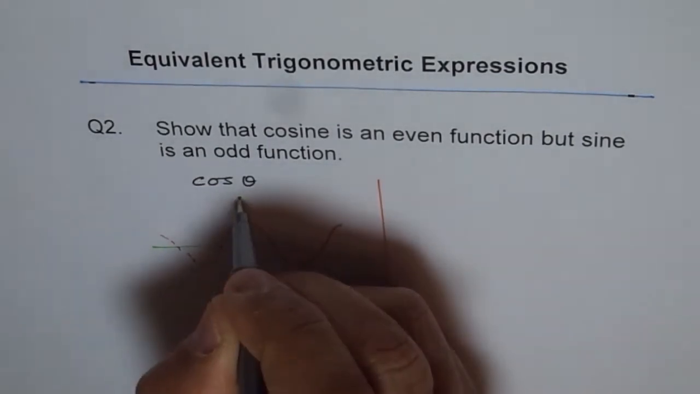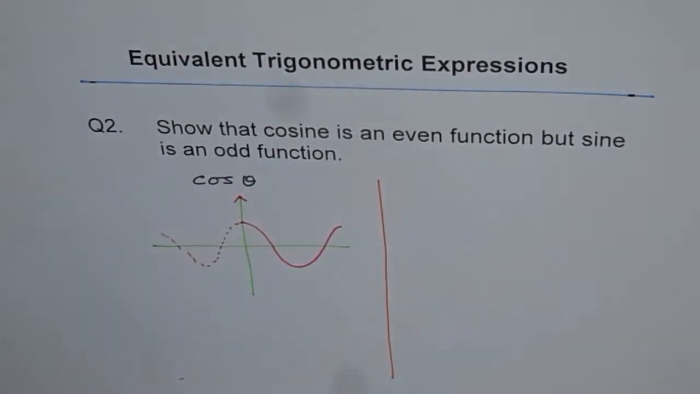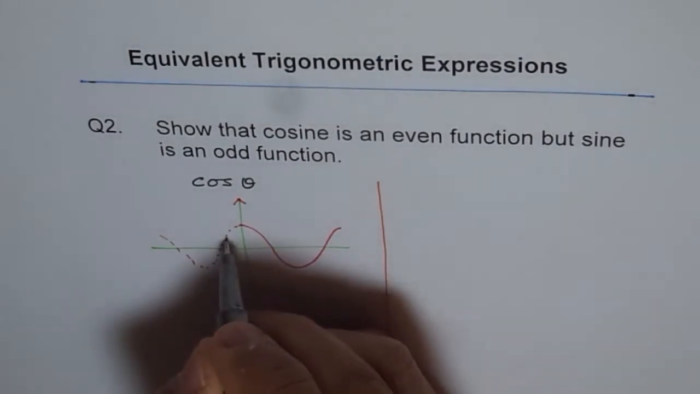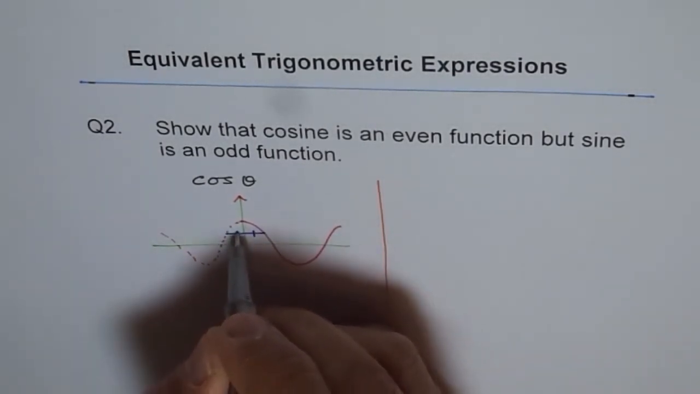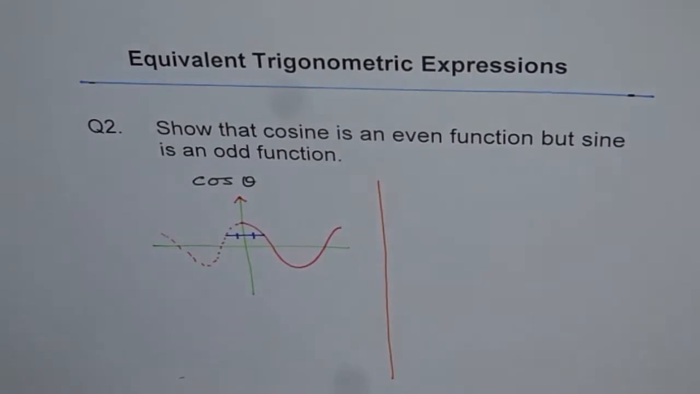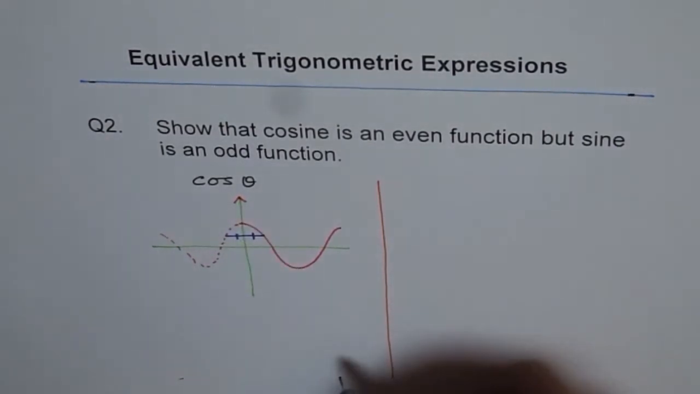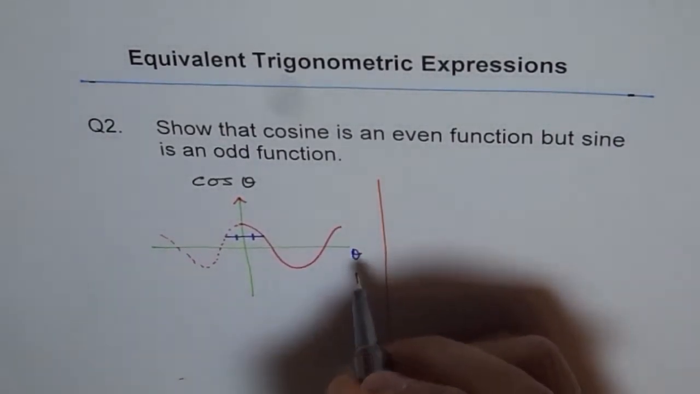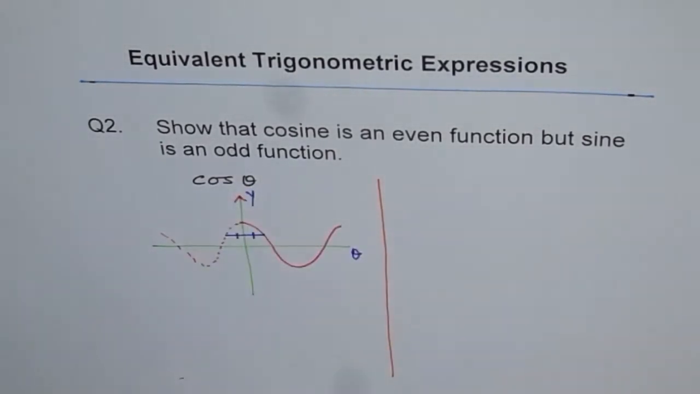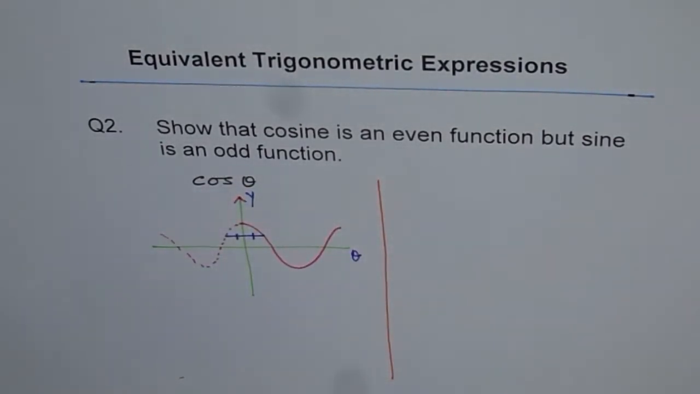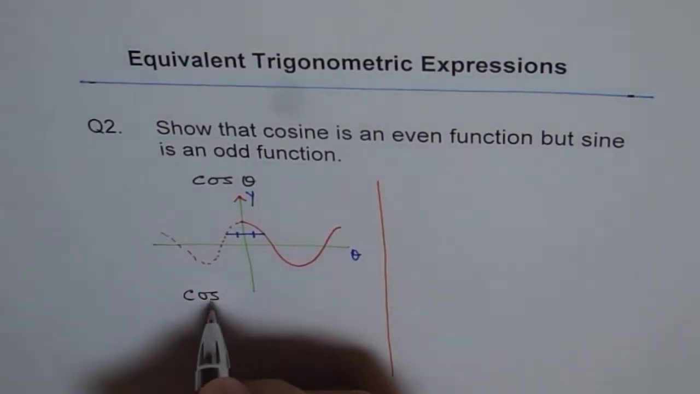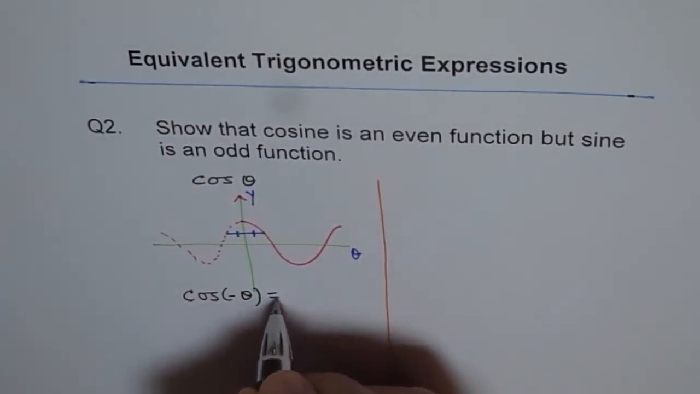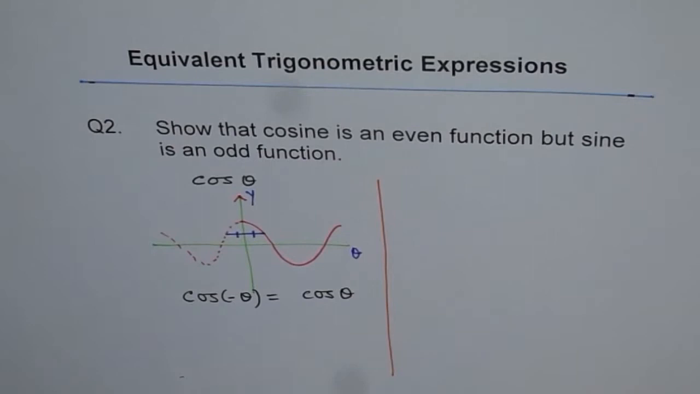As you can see, it is symmetric about the y-axis, correct? If you take any point here, it is kind of a mirror image. If you keep a mirror on the y-axis, so this is your theta axis, and that is y equals cos of theta, right? So therefore, we see that cosine is a symmetric function. And symmetric really means that cos of minus theta is actually equal to cos of theta, right? So that is the way to see it.